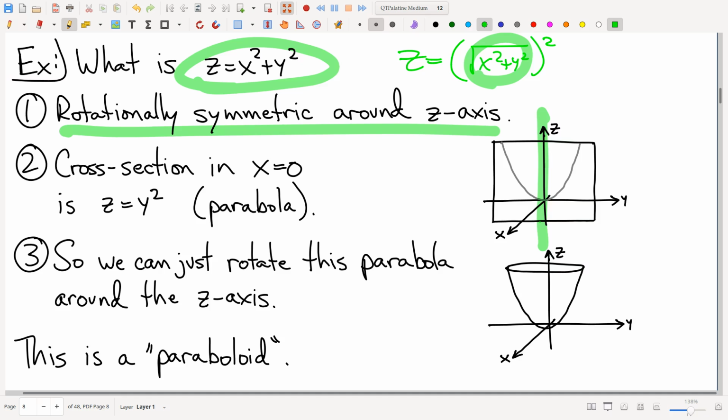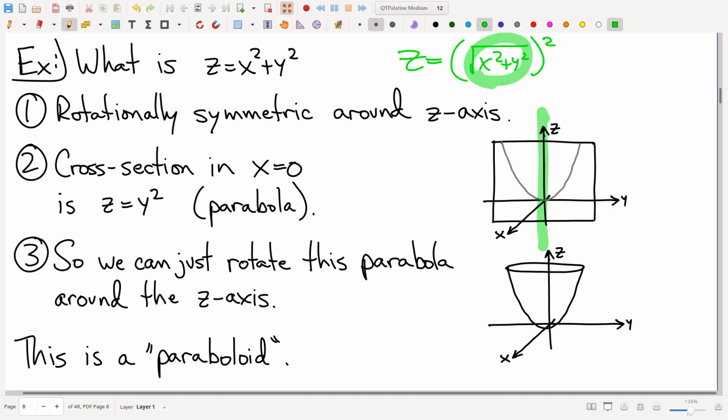Next, I get to decide any plane containing that axis. To be fair, you can't pick the xy plane. It's got to contain the axis. It's, again, geometric appeal. But I'm going to pick the yz plane here. No particular reason.